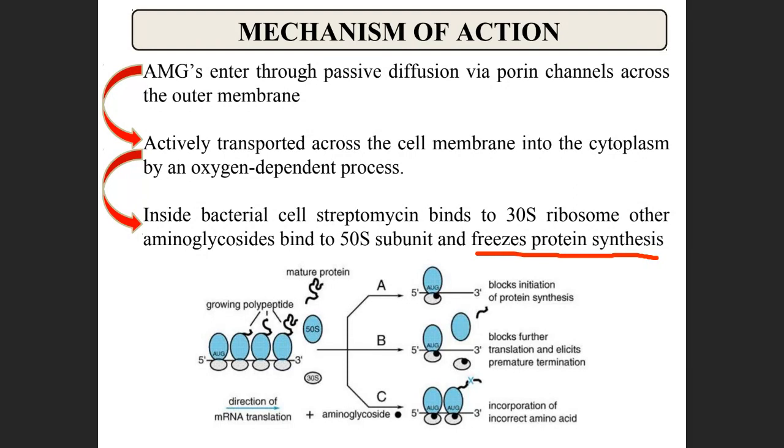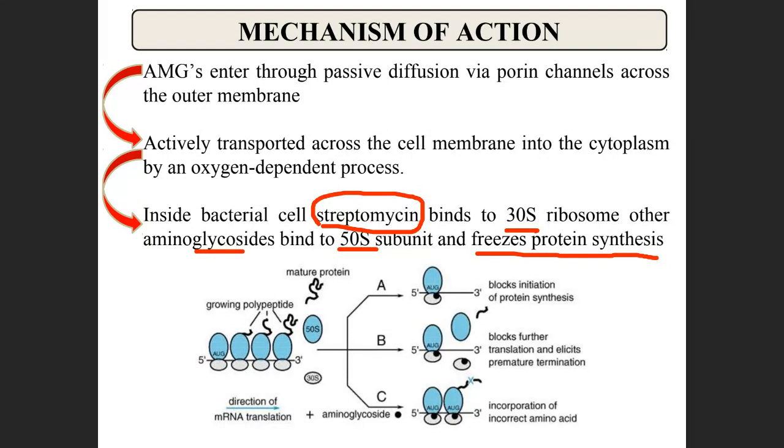Here the aminoglycosides also inhibit the protein synthesis by binding to the 30S as well as the 50S subunit of the ribosome. So among all the aminoglycosides, streptomycin binds to 30S subunit, whereas all other aminoglycosides bind to the 50S subunit and inhibit the protein synthesis.